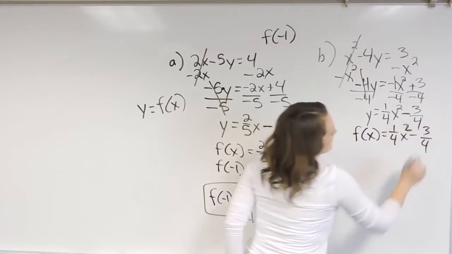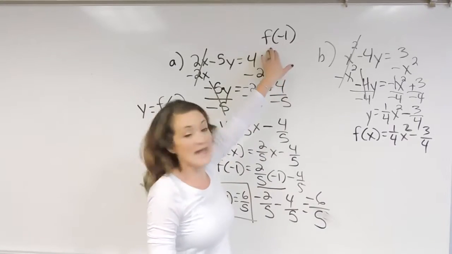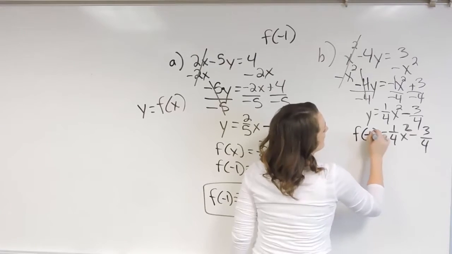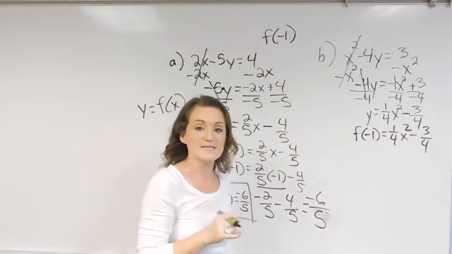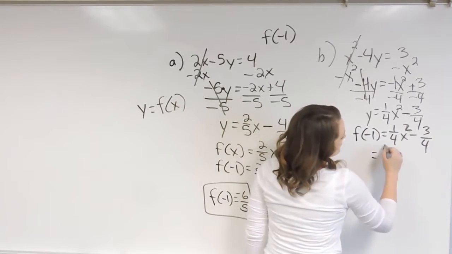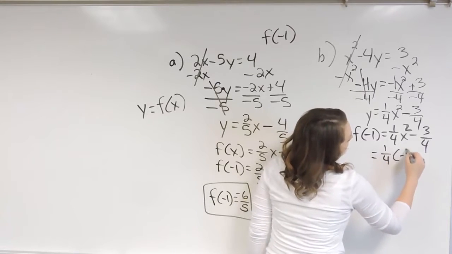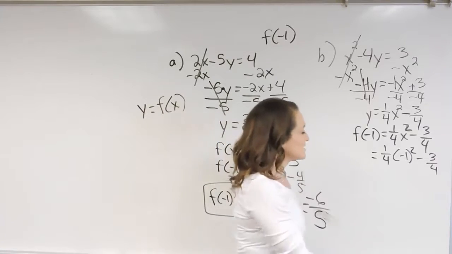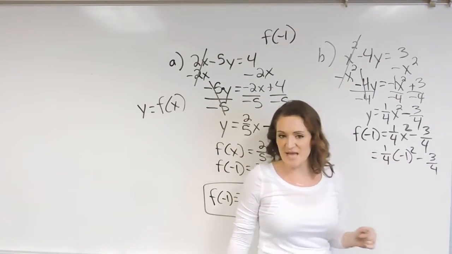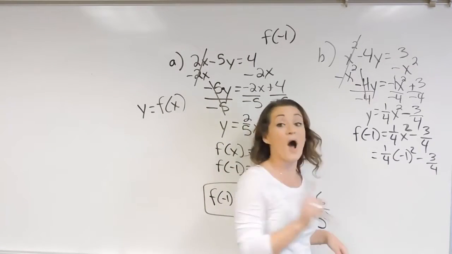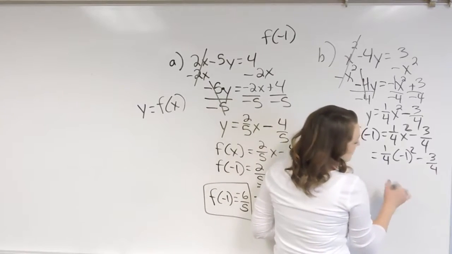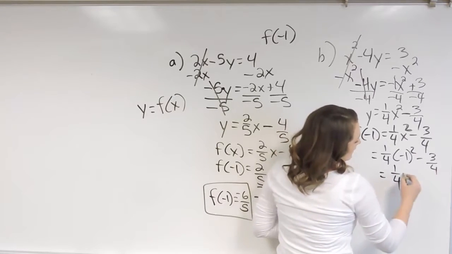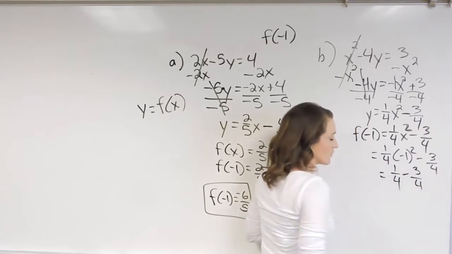So same thing for this equation here. We're going to find f of negative 1. So essentially that just means that we're plugging in a negative 1 for x and simplifying. Let's simplify and see what we get. So negative 1 squared, that's negative 1 times negative 1, which is a positive 1, right? And 1 times 1/4 is just 1/4, minus this 3/4 we have over here.